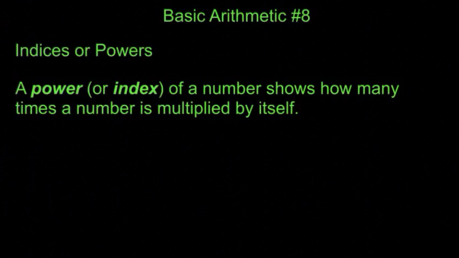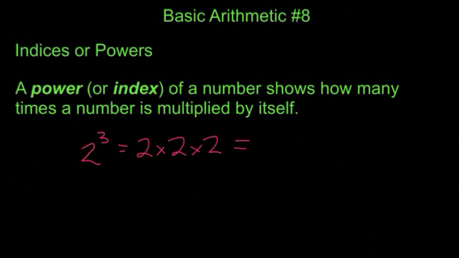Basic arithmetic number 8, indices or powers. A power, or index, of a number shows how many times a number is multiplied by itself. An elementary example of this would be 2 to the power of 3, which equals 2 times 2 times 2. So 2 to the power of 3 means that 2 multiplies itself 3 times, and if we evaluate that, we get 8.